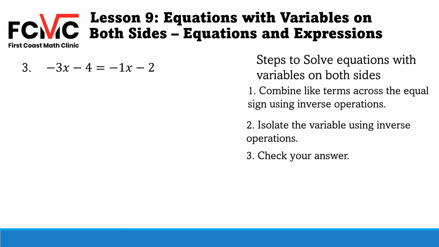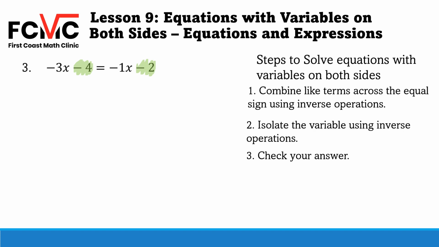All right, example number 3, we've got negative 3x minus 4 equals negative 1x minus 2. So we've got a bunch of minus signs here that we're going to work with. We want to combine our like terms across the equal sign. Let's start with the constants, the negative 4 and the negative 2.